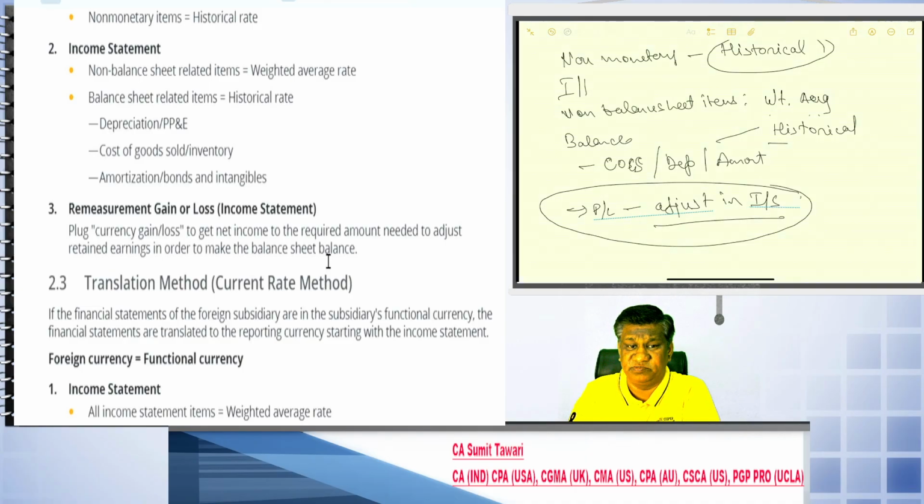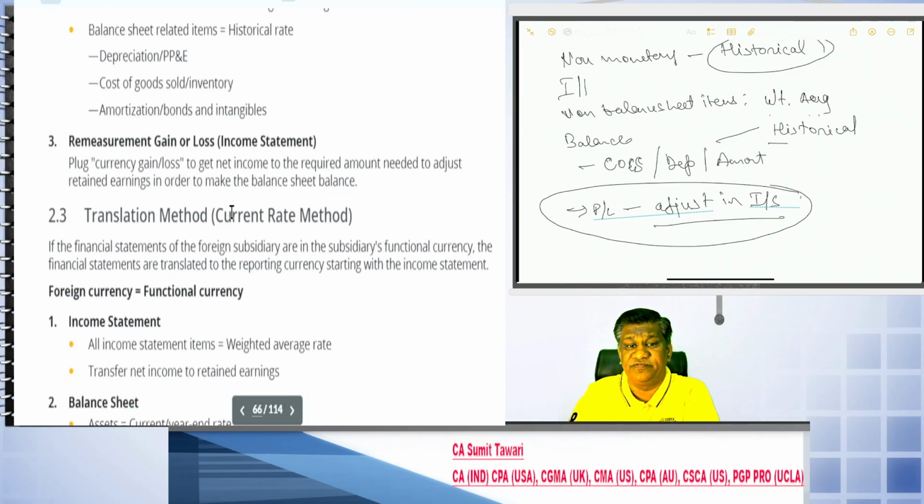I'll explain when we do the detailed example, but just keep in mind whatever the remeasurement gain and loss in the income statement is, we need to recognize it as a currency gain and loss to get the net income; the required amount is needed to adjust the retained earnings in order to make the balance sheet balance. Whatever differences arise after conversion, we need to maintain in a currency gain and loss. So in remeasurement, whatever the currency gain and loss is, we need to rotate it through the income statement. In translation we need to rotate it in other comprehensive income, which we will see. You need to understand that first.